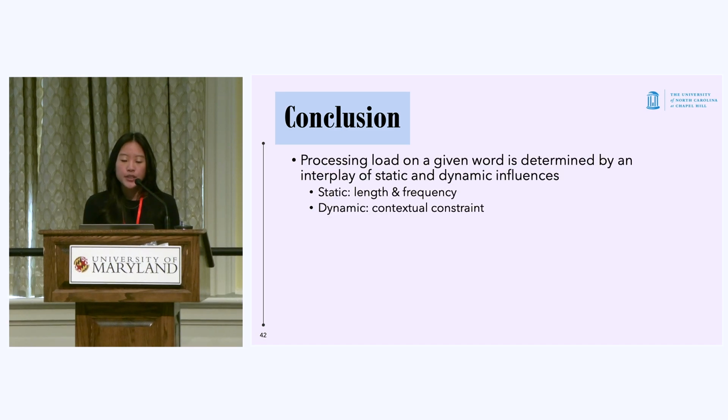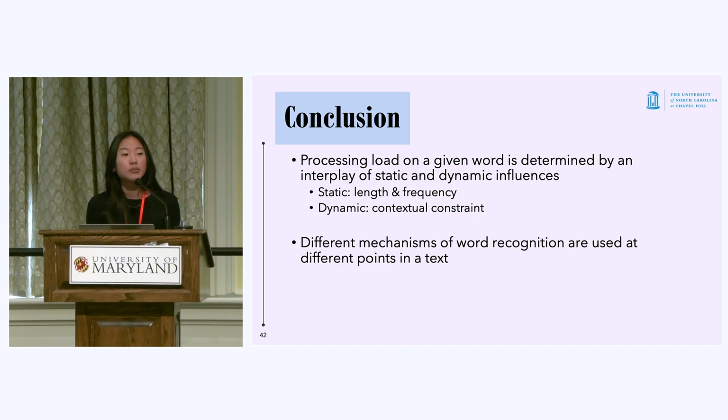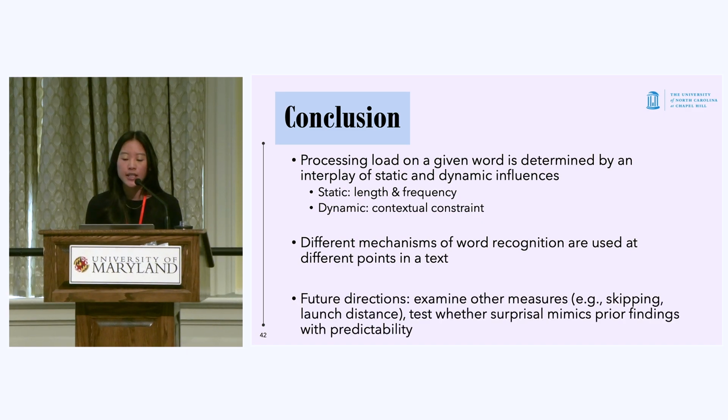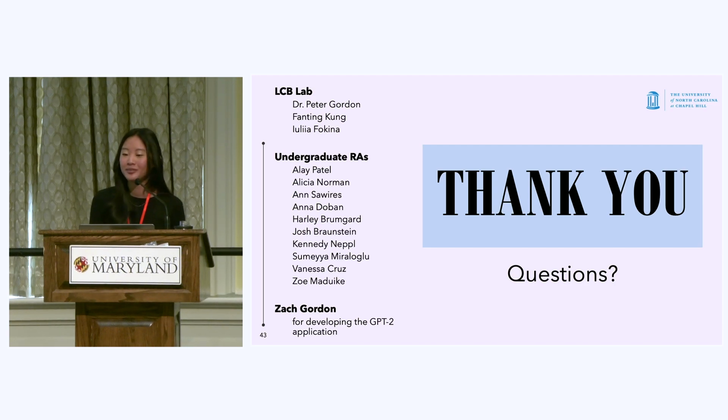And the conclusion is just that processing load on a given word is determined by an interplay of static and dynamic influences, static being the length and frequency of the word, dynamic being contextual constraint. And there are different mechanisms of word recognition at different points in a text, again, based on that prior context. And so future directions are to examine whether other measures like skipping or launch site are affected by this interaction, or whether surprisal mimics prior findings with predictability. And that's it. Thank you very much.